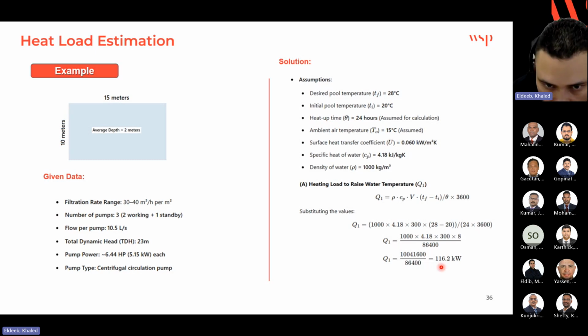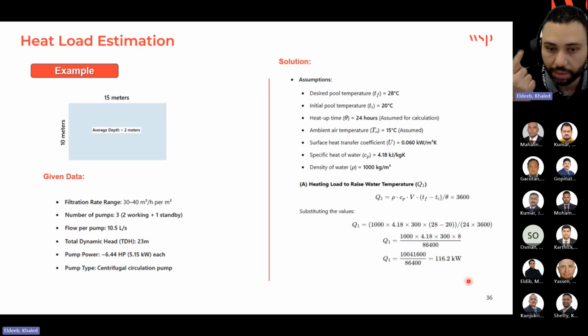So once I get this number, 116, this is the total kilowatts required to heat up within 1 day. You can make it 2 days, so divide 116 by 2, and it will become 50% less. You can make it 3 days, so divide this by 3, and so on.